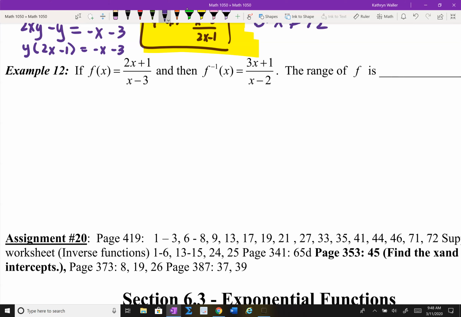So here's my inverse. What's the domain? X cannot be 2. So the range of the original is, y cannot be 2. Done.